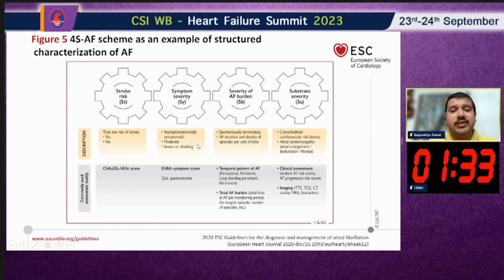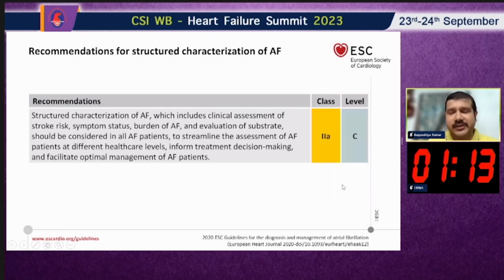So where we are diagnosing a patient with AF, we can go with this 4S-AF scheme, where we have to look into these things for the AF of the patient: the stroke risk, the symptom severity, the severity burden of AF, and the substrate severity. This is where we need to do other investigations such as TTE, CT, or cardiac MRI for better management of the patient with atrial fibrillation.